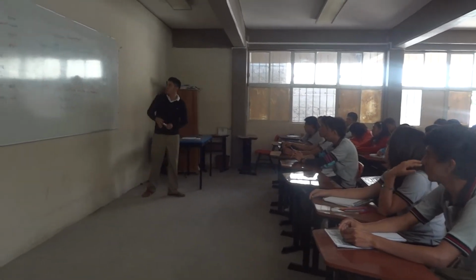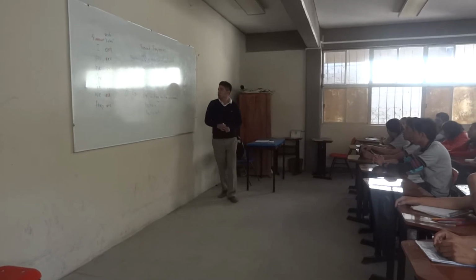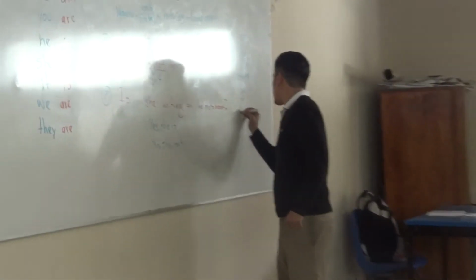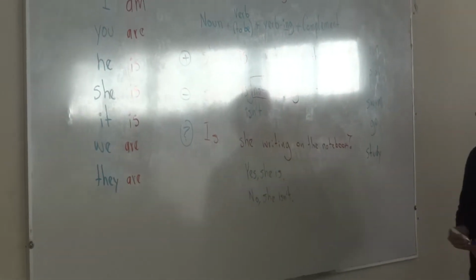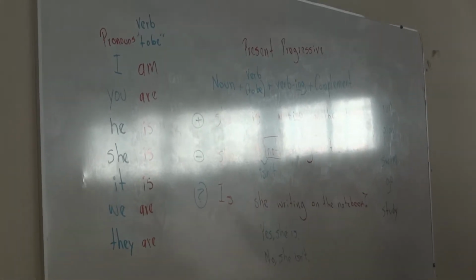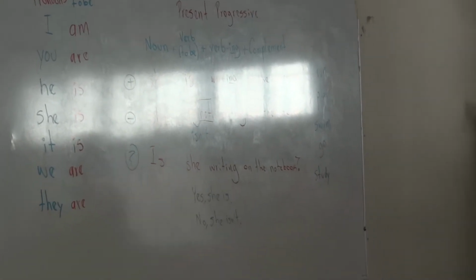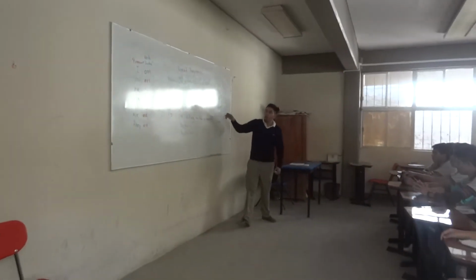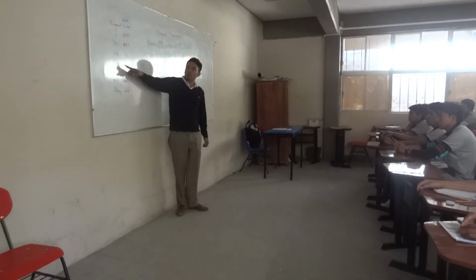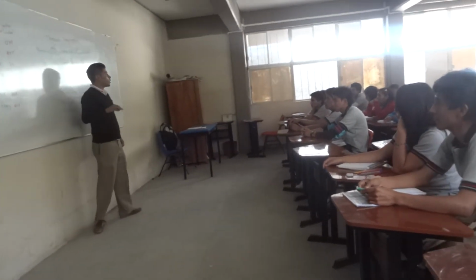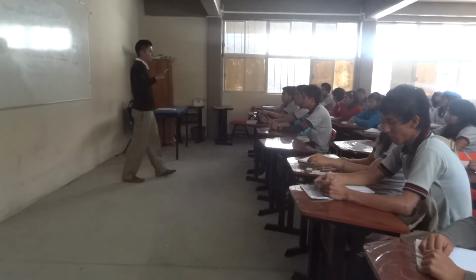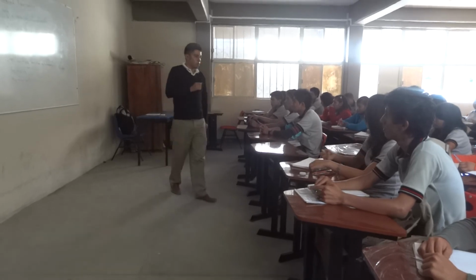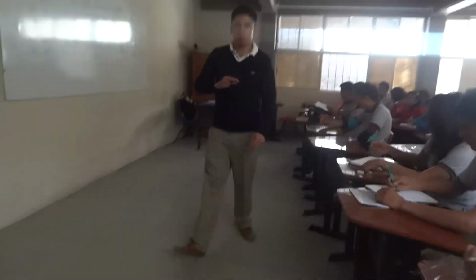Okay, we have four verbs. Study, for example, this other verb. We have here five verbs. Now, you have to make five sentences with each verb. Use different pronouns to make these five sentences. Okay? Start making the sentences.